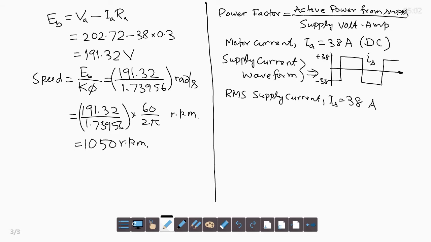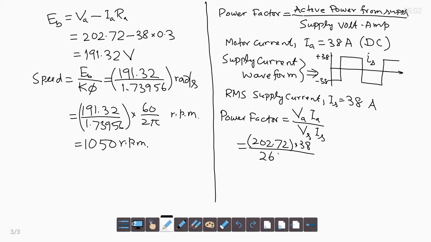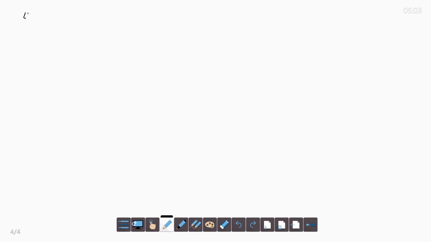Then power factor is VA IA divided by Vs into Is, because it is a single phase case. VA is already determined as 202.72, IA is the DC current 38 ampere, Vs is 260 volt and Is is also 38 ampere. So, power factor you can compute, it is 0.78. Then we will go to the second bit.